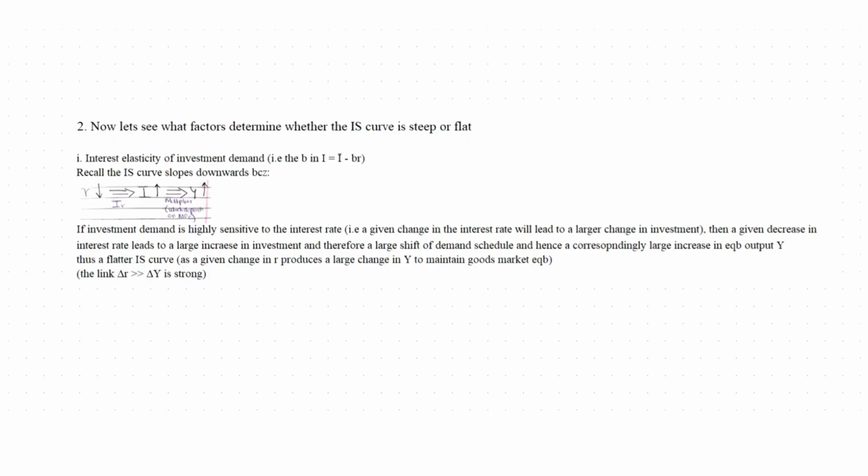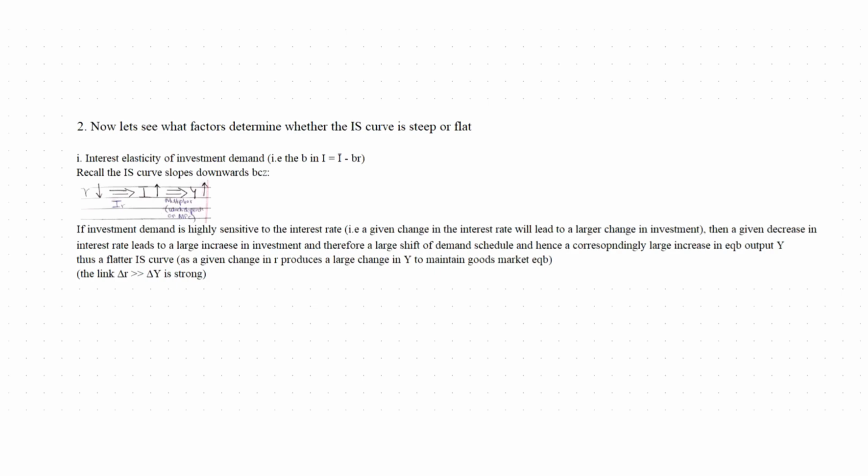Now, if investment demand is highly sensitive to the interest rate, what does that mean? That means a given change in interest rate leads to a large change in investment. So if investment is very sensitive to the interest rate, a given decrease in interest rate leads to a large increase in investment, and therefore a large shift of our demand schedule, and hence a correspondingly large increase in equilibrium Y. A given change in interest rate leads to a large increase in investment because of a large value of interest sensitivity of investment, and that in turn leads to a large increase in equilibrium Y. And thus, we get a flatter IS curve, as a given change in R produces a large change in Y to maintain goods market equilibrium.